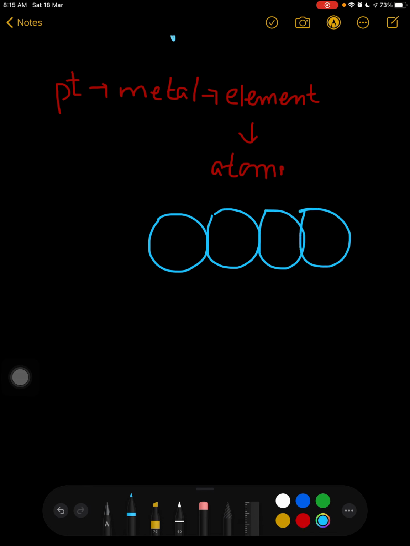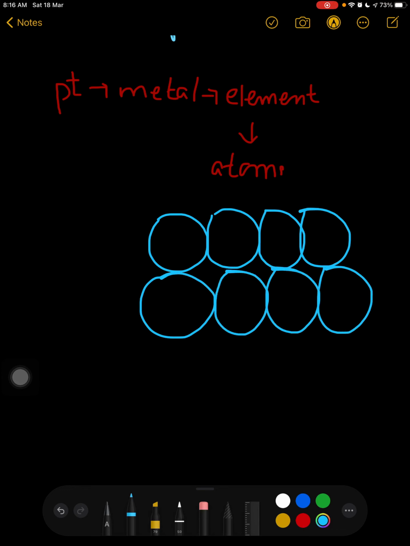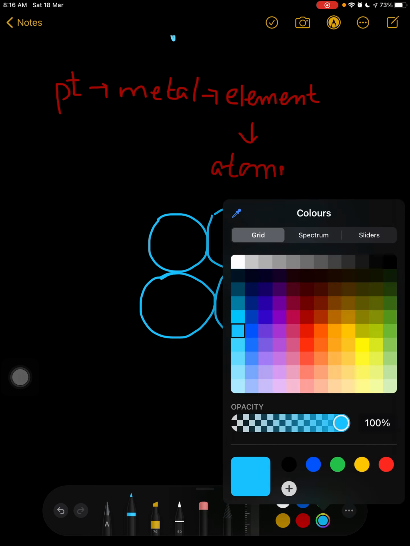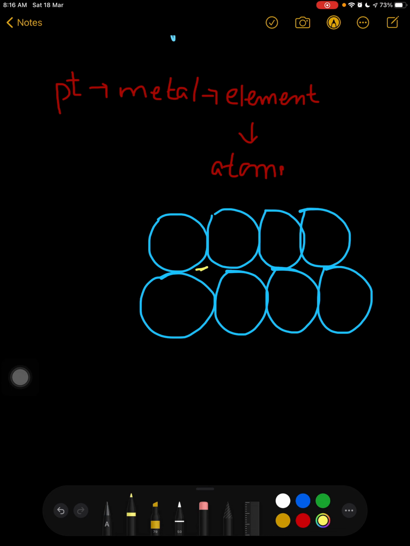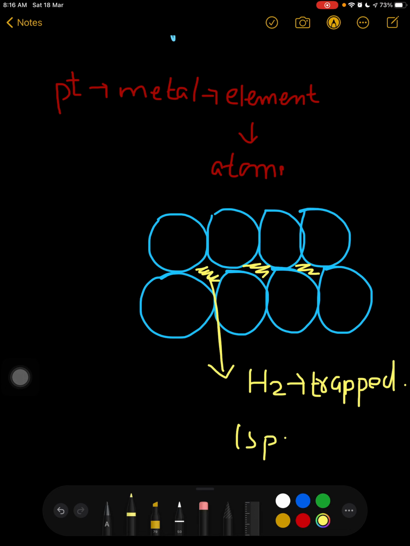These are basically the atoms, right? So basically there is a space between the atoms, you can see over here, and in this space this hydrogen gas is trapped. This hydrogen gas is trapped in these spaces, in these gaps.